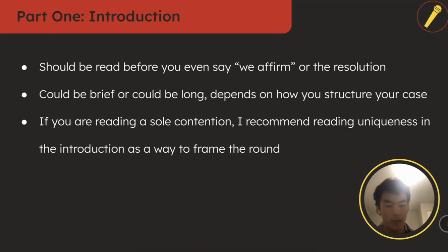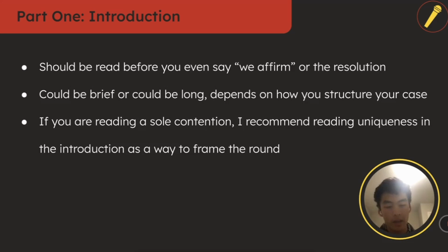For example, if you're reading a case about medical healthcare access on the topic of Medicare for all, your introduction could be something as simple as, to provide a future for all Americans, we affirm the resolution. Or if you're reading a sole contention about medical access, you could read your uniqueness. You could say, every year people die due to lack of access. The number is increasing every single year, X, Y, and Z.